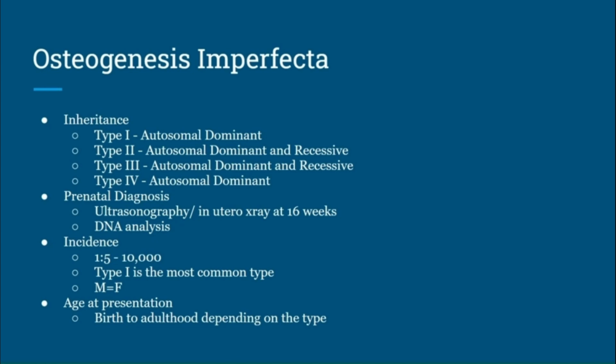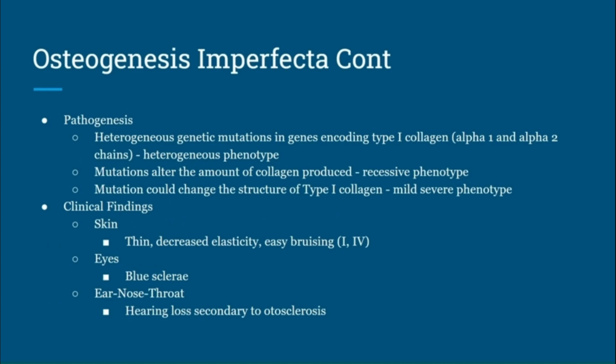The age of presentation depends on the subtype. Overall, what you'll notice is that heterogeneous genetic mutations in genes encoding type 1 collagen can be noted, and these are heterogeneous phenotypes. Mutations that alter the amount of collagen produced are more likely recessive phenotypes, and mutations that change the structure of type 1 collagen can be mild to severe phenotypes.